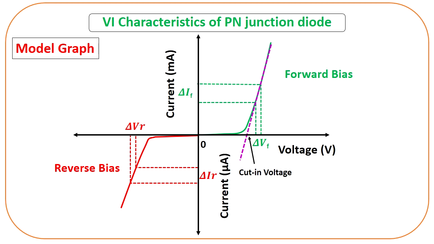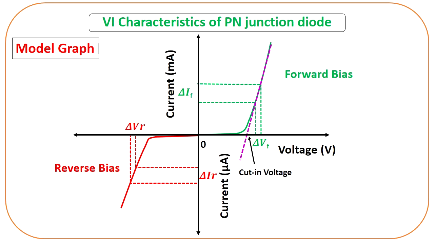Now what is the model graph in both forward and reverse bias of a PN junction diode? Here you can see the current-voltage graph. The x-axis is the voltage axis: this is the forward bias voltage, and this is the reverse bias voltage. The y-axis is the current axis: this is the forward bias current, and this is the reverse bias current. There is a difference between the forward and reverse IV characteristic graphs.